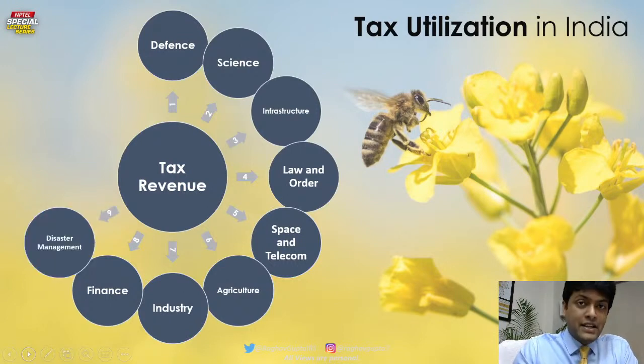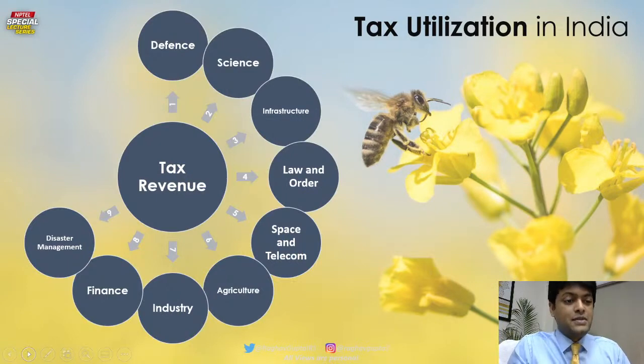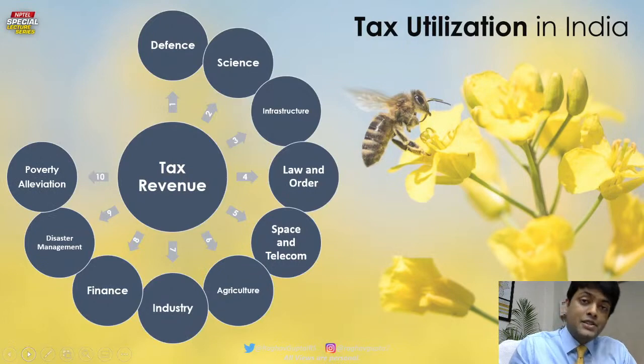Next, we have disaster management. Now, this again is a very crucial term, particularly when we look at floods, or landslides, or earthquakes, or even pandemics. So, disaster management is a broad umbrella term, and again, tax revenue can be used for disaster management as well. Next is poverty alleviation.